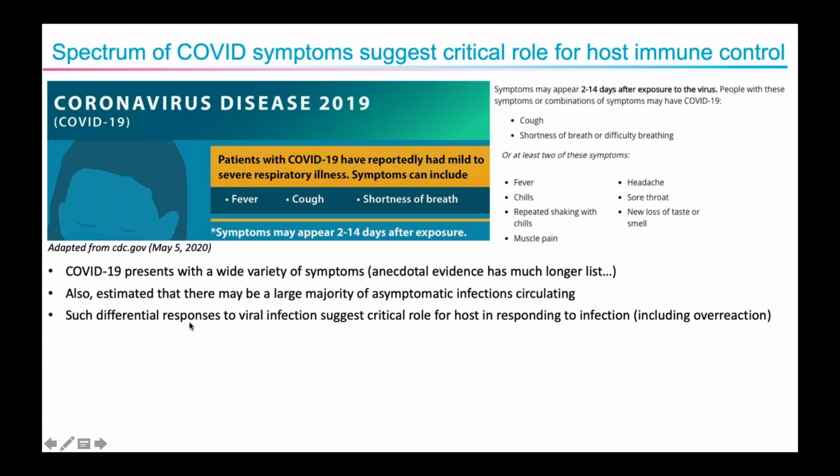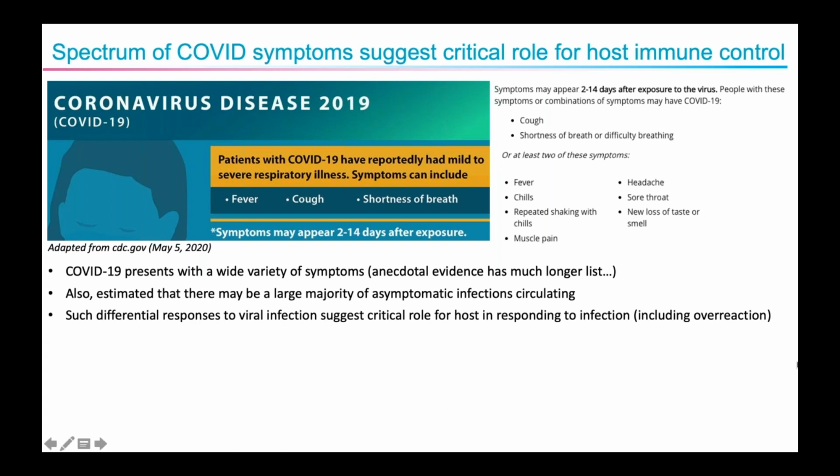Such differential responses, though, suggest that there's a critical role for the host in responding to infection. And by response to infection, I mean both adequate, preventative, protective immune responses, as well as the potential for overreactive responses that lead to cytokine storm that can be part of the COVID-19 disease pathogenesis.